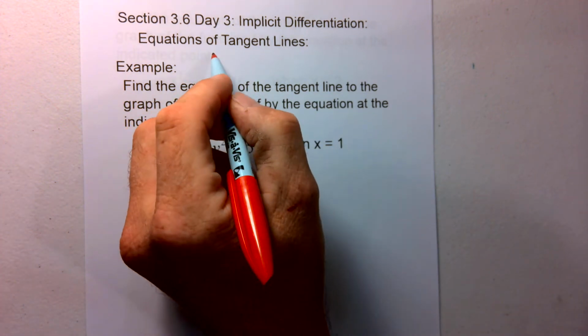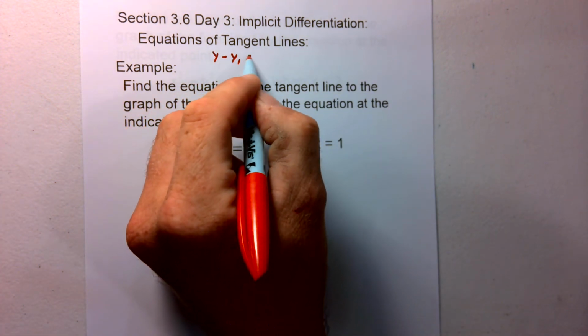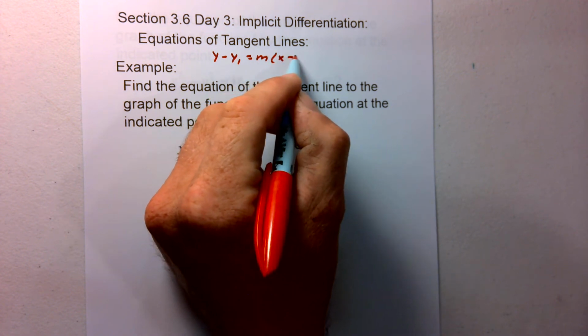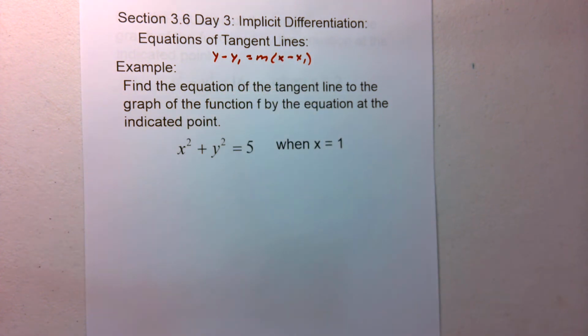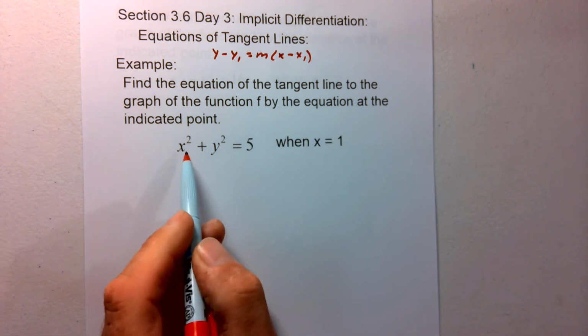Recall the equation of a tangent line is y minus y1 equals m times x minus x1, where y1 and x1 are our points from our given, and m is our slope that comes from the derivative at the given x value. So in our example, we have x squared plus y squared equals 5.